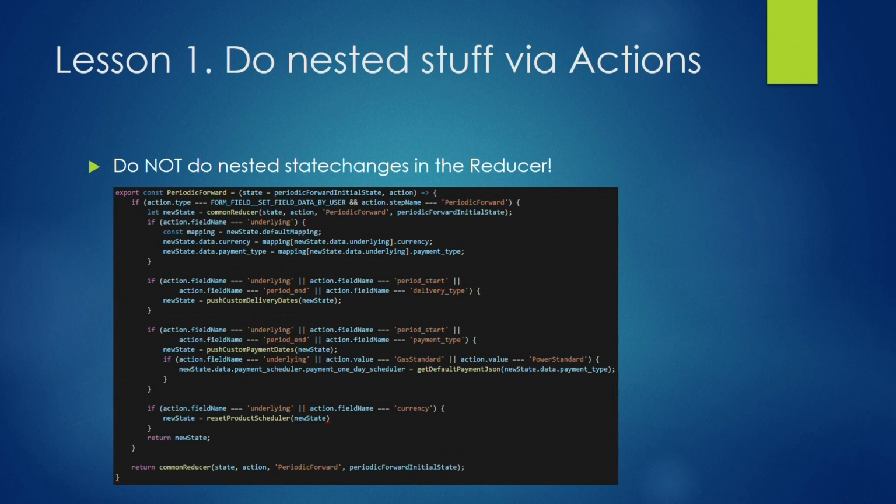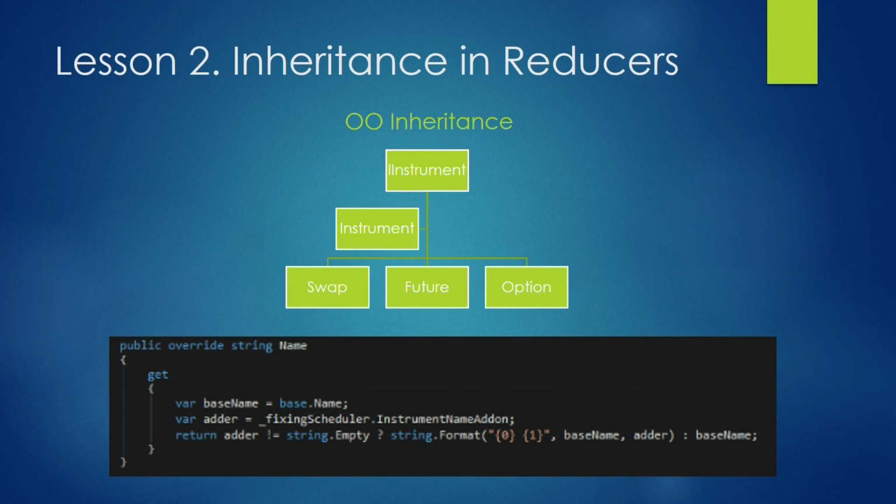And I'm also going to change the payment type to whatever is the standard payment for that underlying. And this sort of works, right? I mean, the form worked the same, but it's really hard to figure out what's going on. Because if you just look at it, you don't see anything. You just see update, form field set field data by user, field name is underlying. And then it changes all over the place, which is not recommended. We had a lot of problems with this. Someone told me that I had hacked Redux by doing this kind of thing.